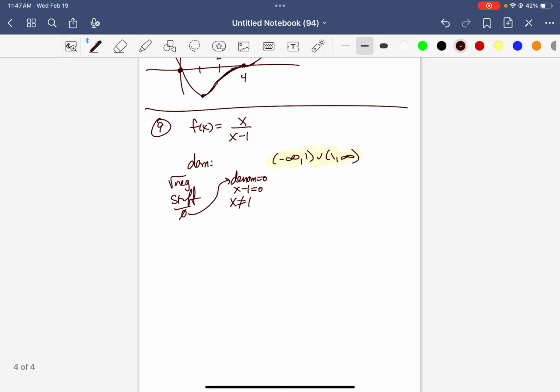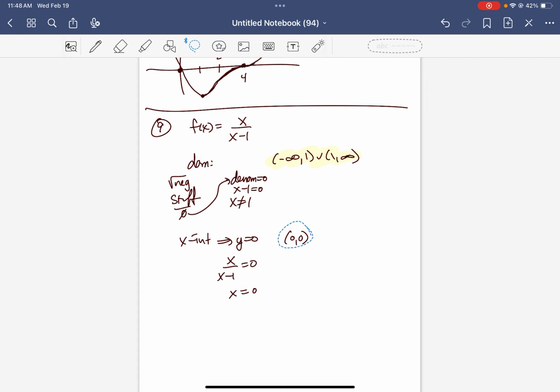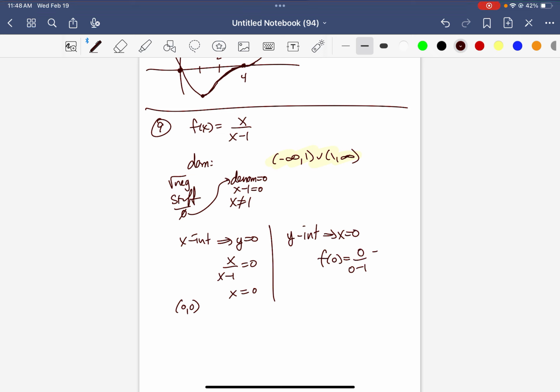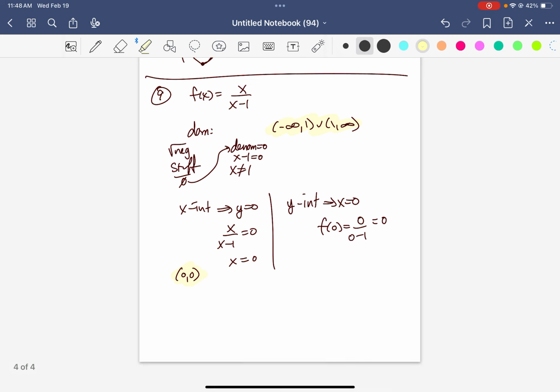Okay. That's the domain. The x-intercepts are where y equals 0. So I set the whole fraction equal to 0. That means x must have been 0. So 0, 0 is one of our intercepts. The y-intercept is where x equals 0. So if I plug in 0 into this thing, I get 0 over negative 1, which is 0. So that means, again, 0, 0, I didn't have to do it, is a point on our graph.